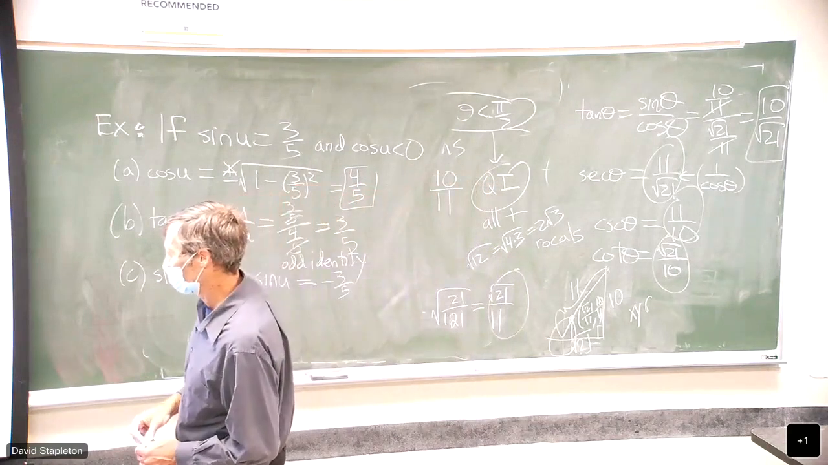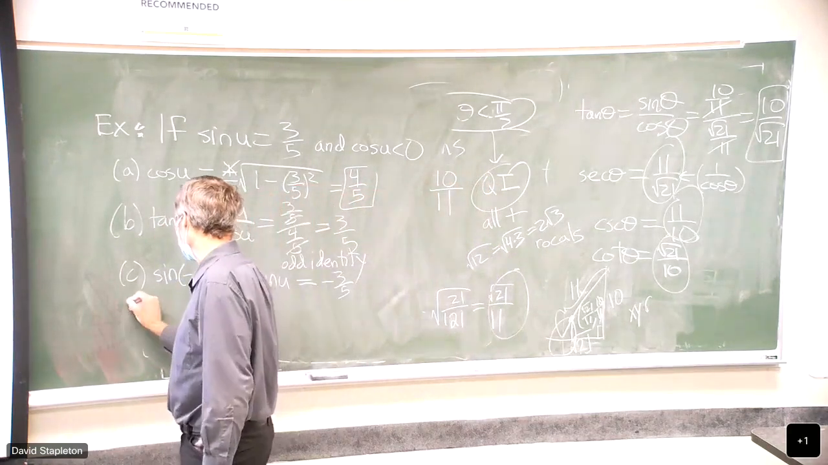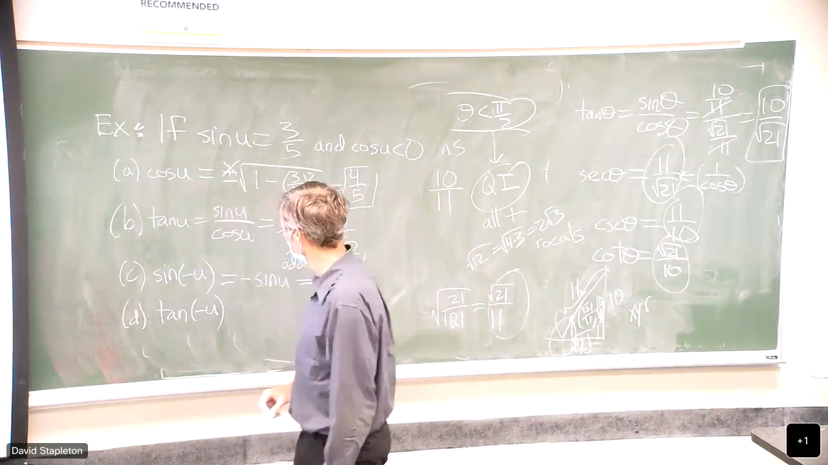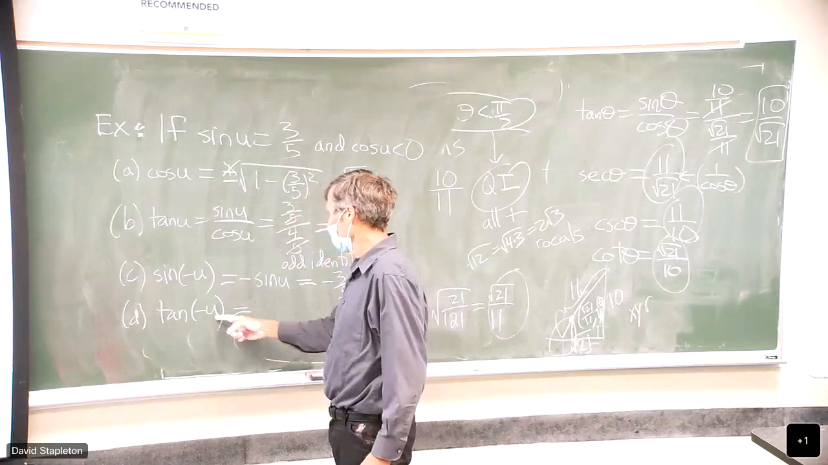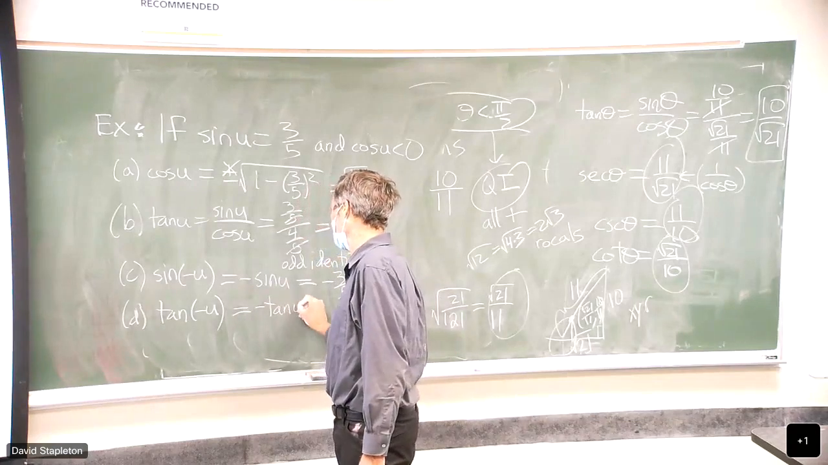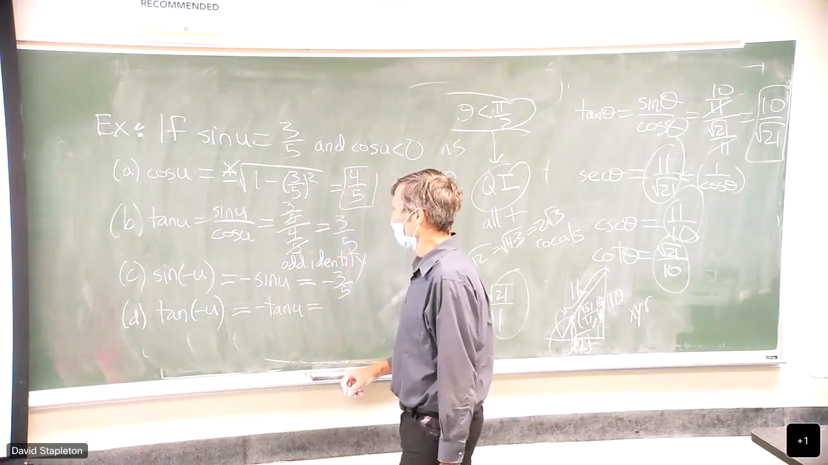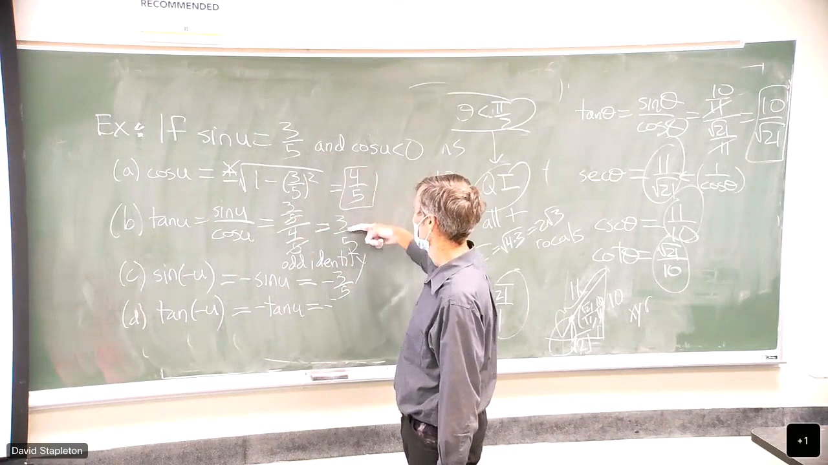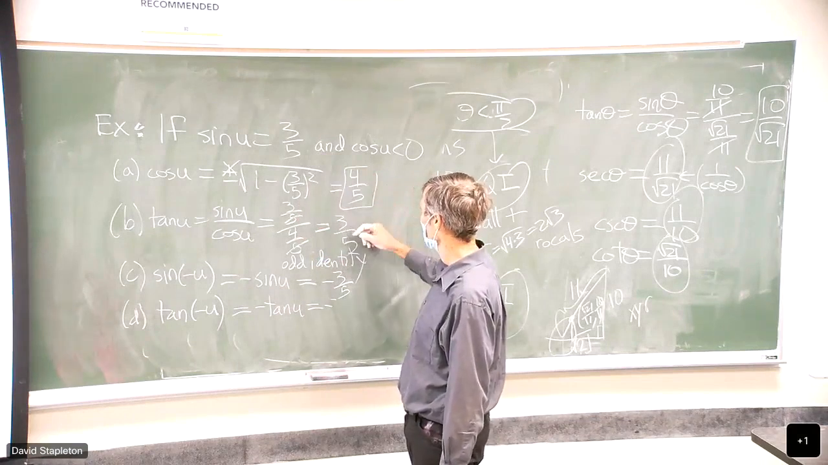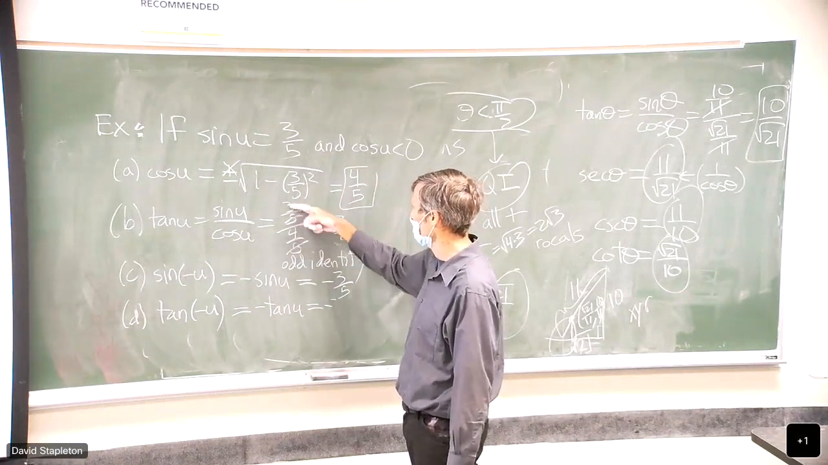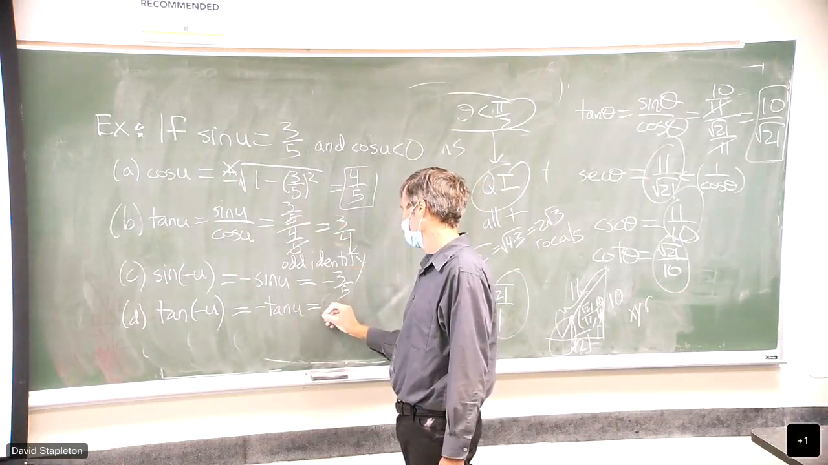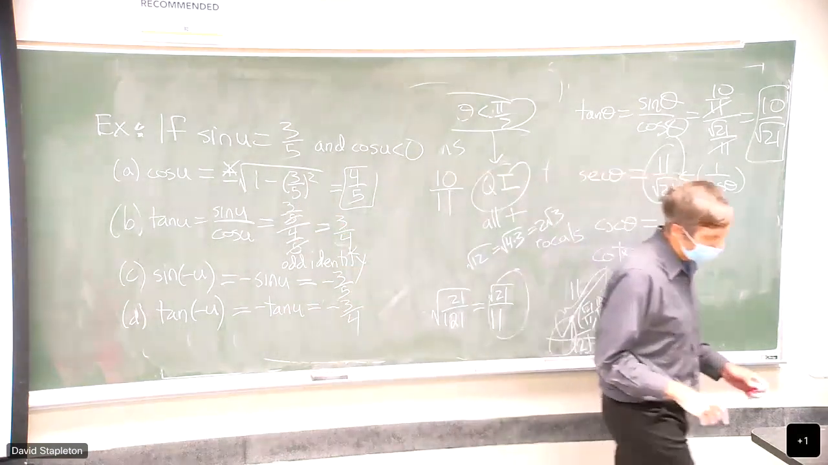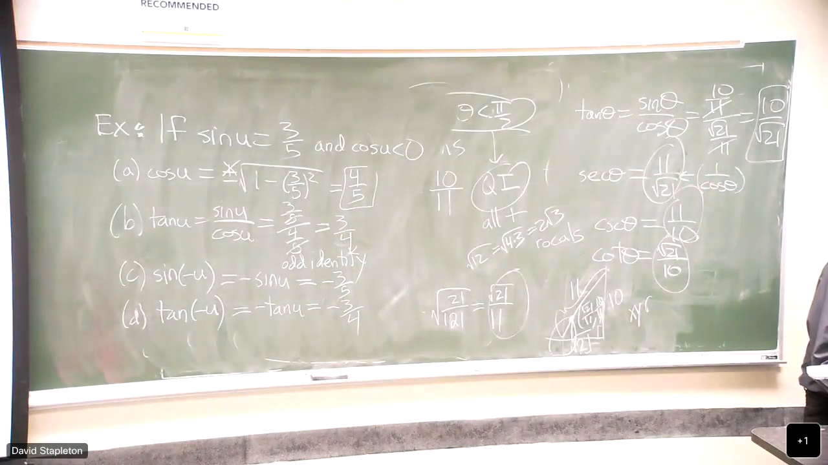Then they say, well, what's the tangent of minus u? Well, tangent is odd, the minus comes out, minus the tangent of u. Oops, I got the wrong one here. It should have 3/4 for tangent. The 5's cancel, you get 3/4. So tangent of minus u is minus 3/4. And now the hard ones at the bottom. That'll leave us something interesting when we go here.